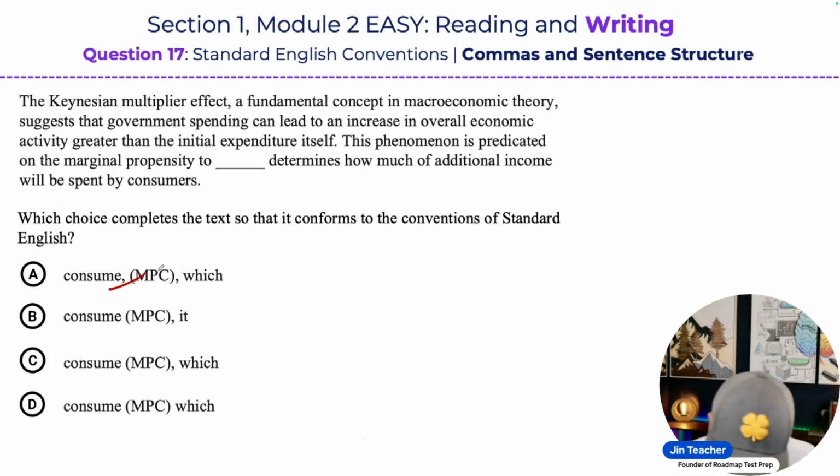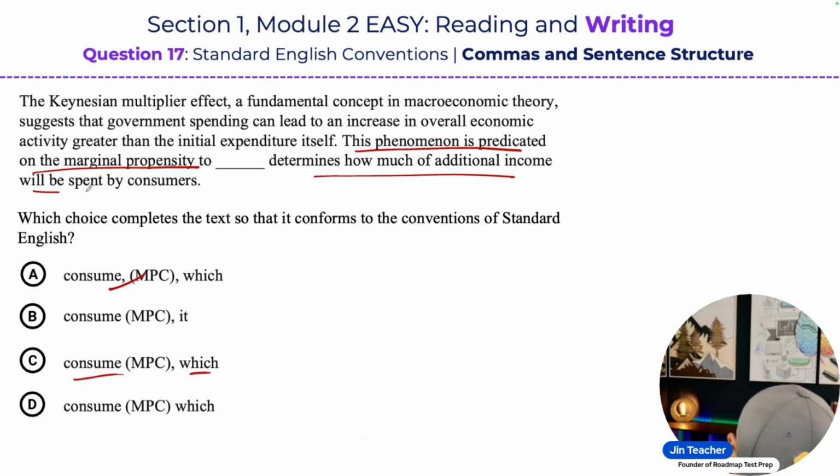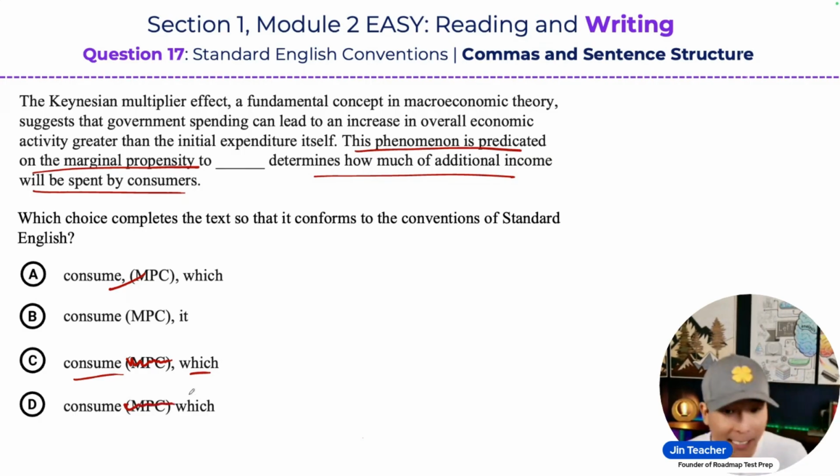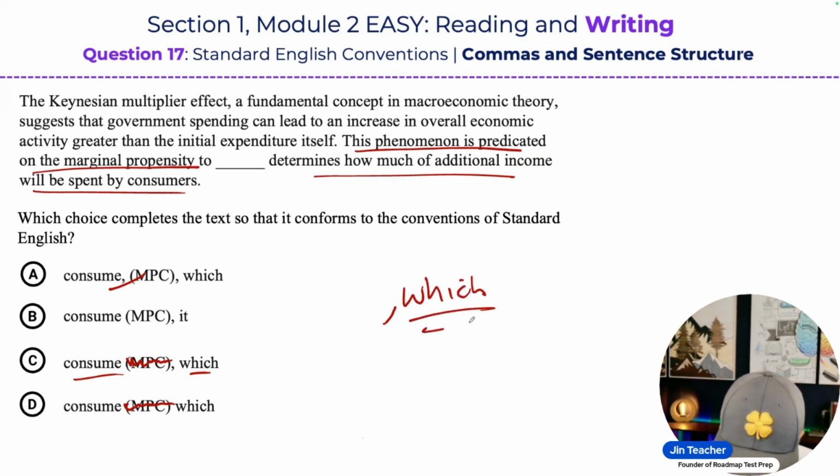So if we take a look at the sentence, it says, "This phenomenon is predicated on the marginal propensity to consume, which determines how much of additional income will be spent by consumers," okay? So if we ignore the information inside of the parentheses, we'll be able to better tell whether or not this comma is necessary. So what do you guys think, right? Is this comma necessary? Yes or no? Well, I'm here to tell you guys it absolutely is necessary.